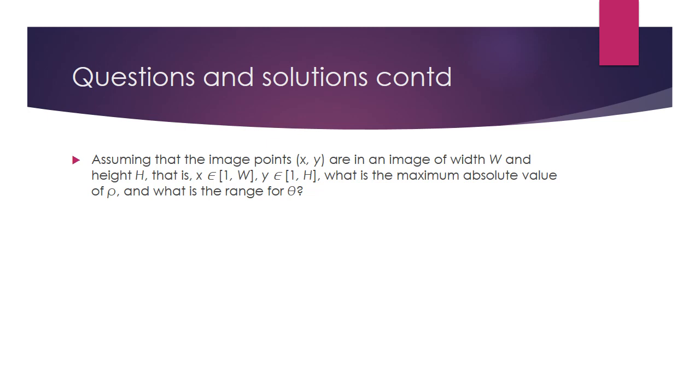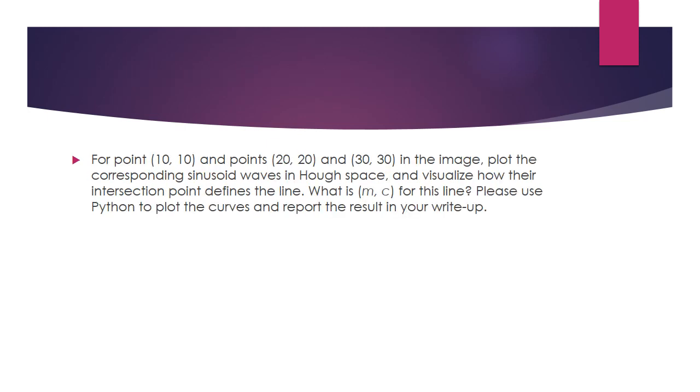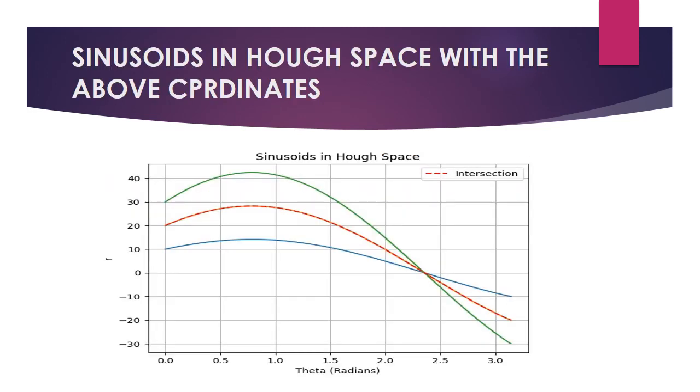So we have another question which was stating: assuming that image points x, y are in images of width w and height h, that is x summation of I w, y summation of I h, what is the maximum absolute value of alpha, and these points that we are required to plot: 10 10, 20 20, 30 30. I actually tried plotting them using matplotlib in Python. Curves appeared. This is where the intersection was.